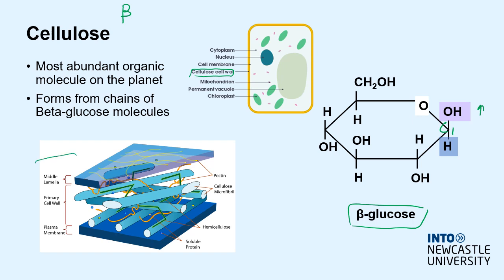Here you've got a cartoon showing more details of a plant cell wall. You've got the cell membrane, and then outside of that you've got the cellulose layer that makes up the cell wall. And cellulose is made of long chains of beta-glucose molecules, all joined together with glycosidic bonds, those glycosidic covalent bonds that we've been talking about.